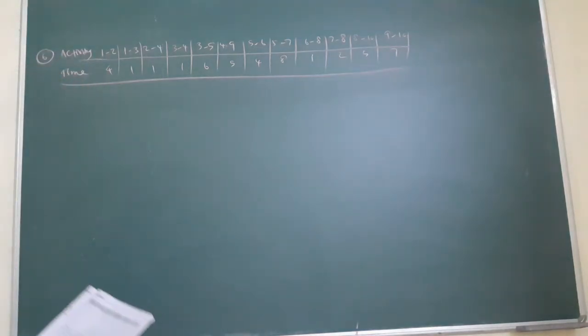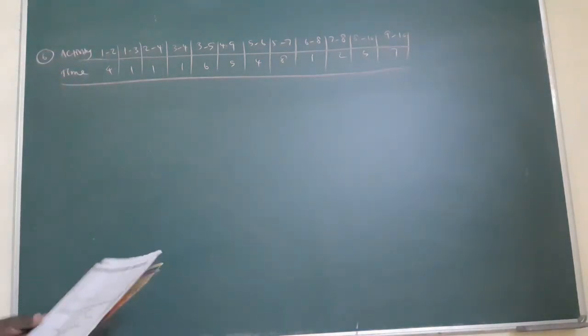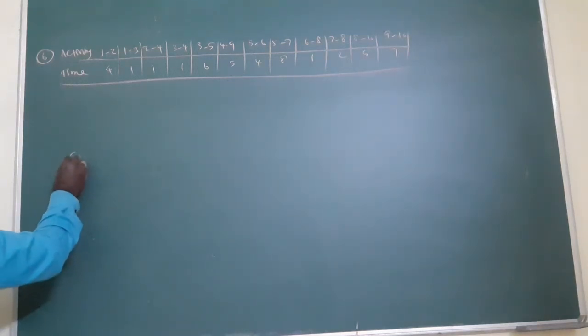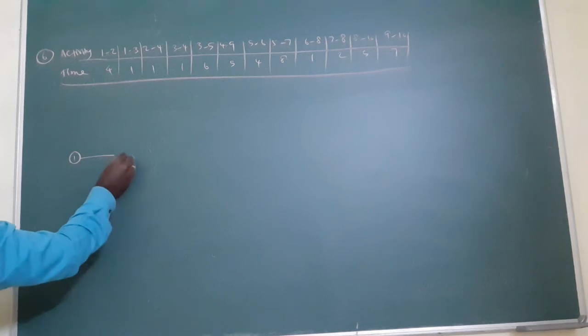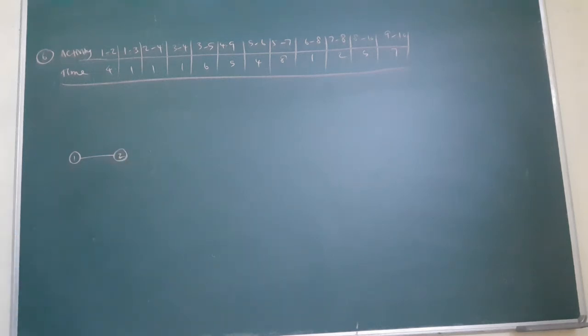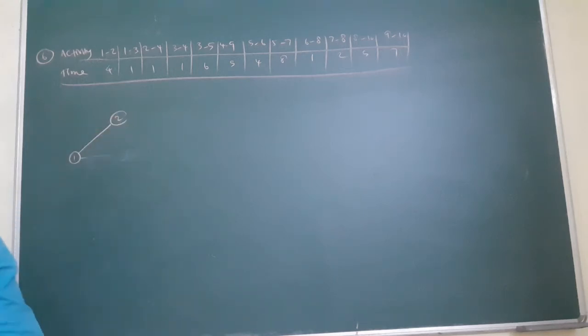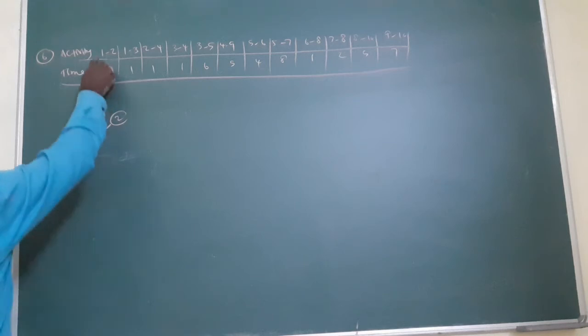Now, this is the 6th question. The same type of problem. The activity time is given. Draw the diagram. What I told you? The first one, 1 to 2. A, 1 to 2. Am I right? Here 1 to 2, then 1 to 3. That's why put the cross line. 1 to 2. Am I right? The 1 to 2 is 4.